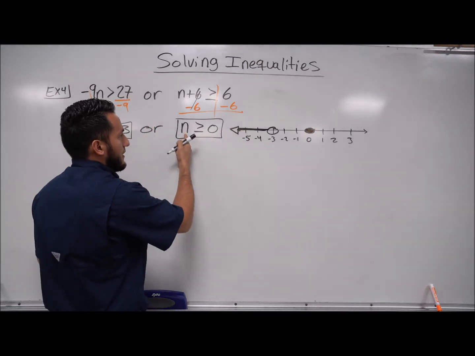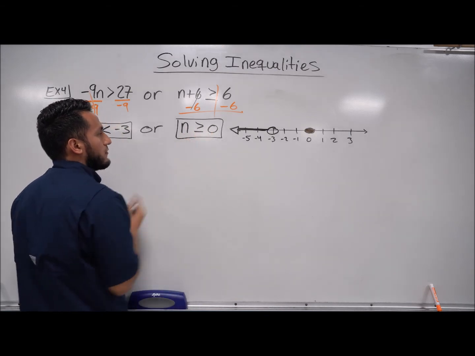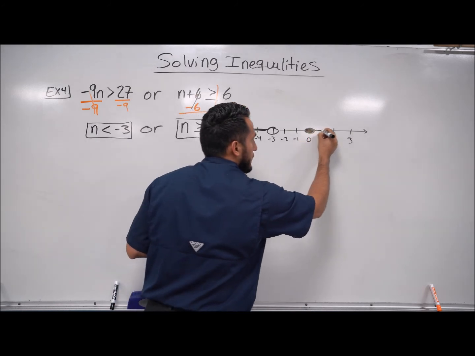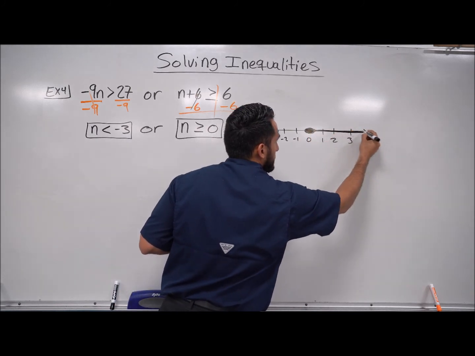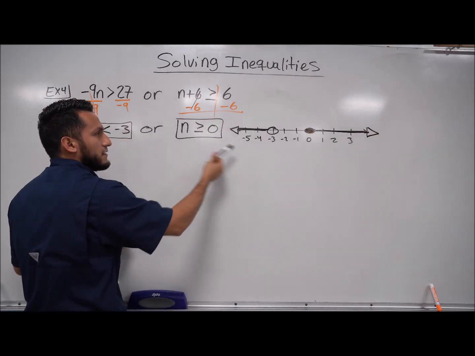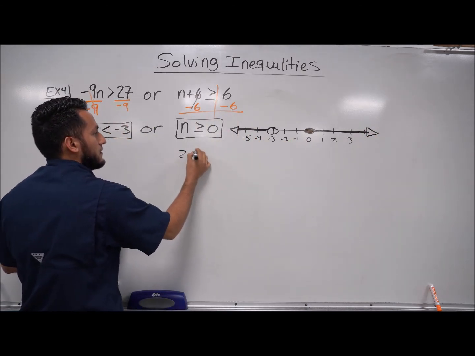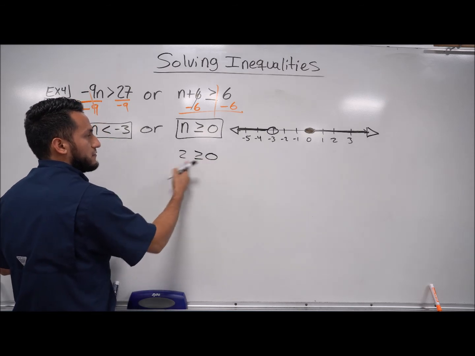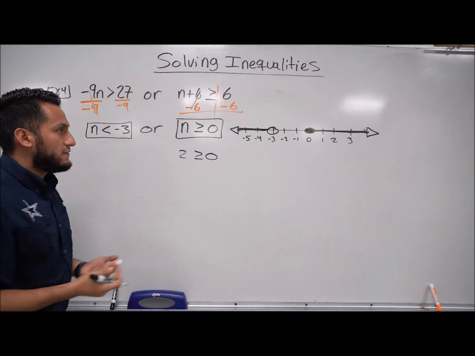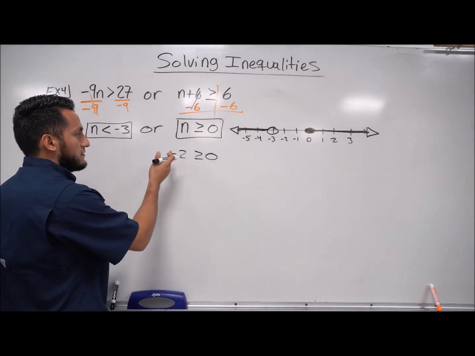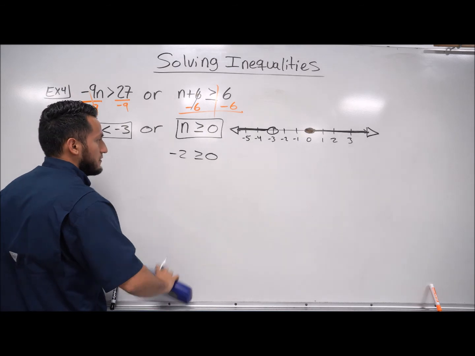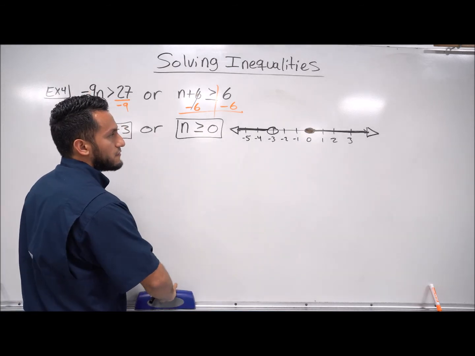So n is greater than or equal to 0. Greater numbers always go to the right. You're getting bigger the further right you go. So over here you can just draw your arrow like this. Again, pick any number you like, a 1 or 2 or 3. Plug it in for the n, see what it gives you here. 2 is greater than 0, that makes sense. If I was to plug in a negative 2, negative 2 greater than 0, it does not make sense. Okay, so you know it's not to the left, it has to be to the right.